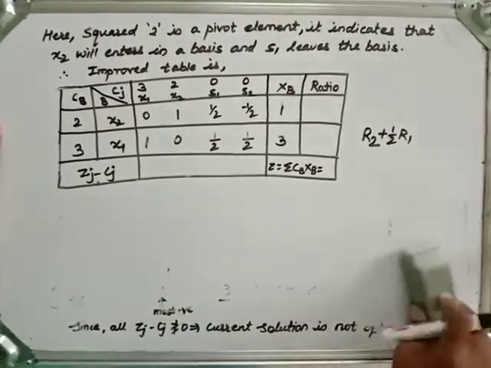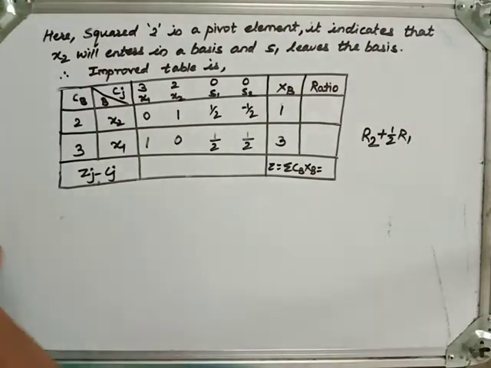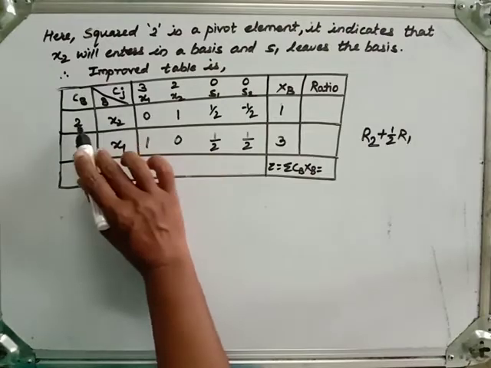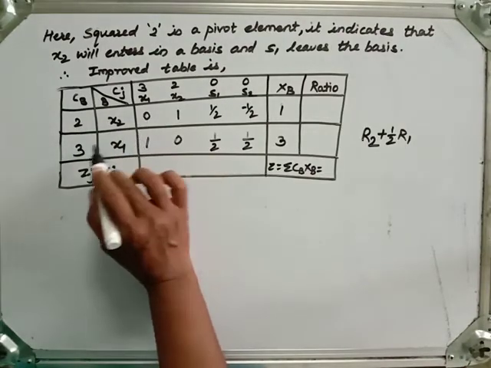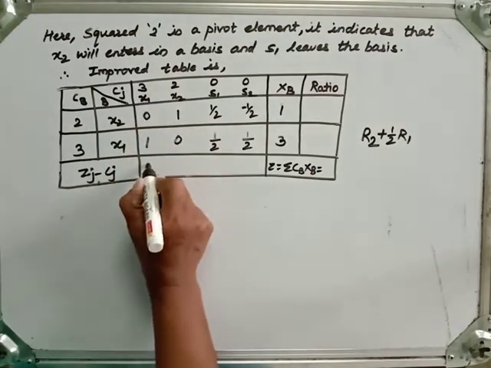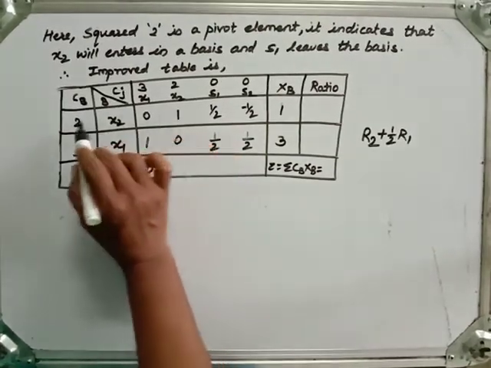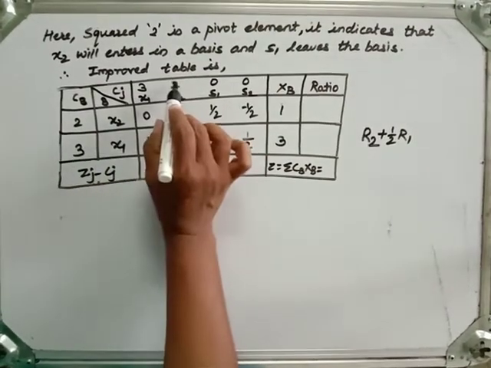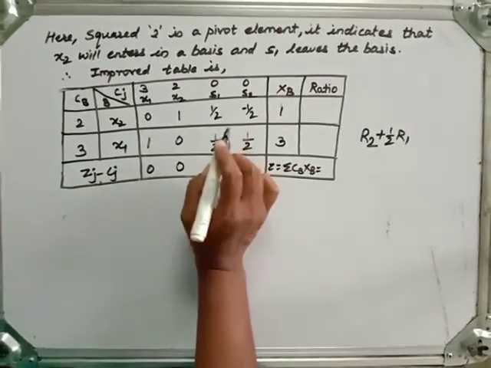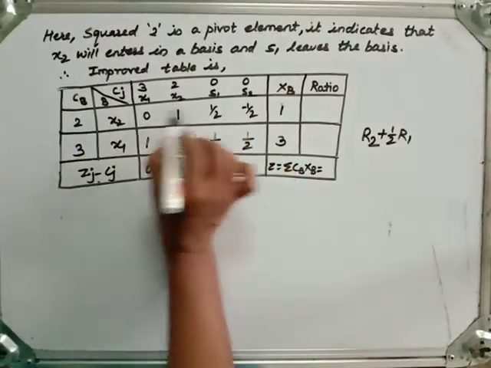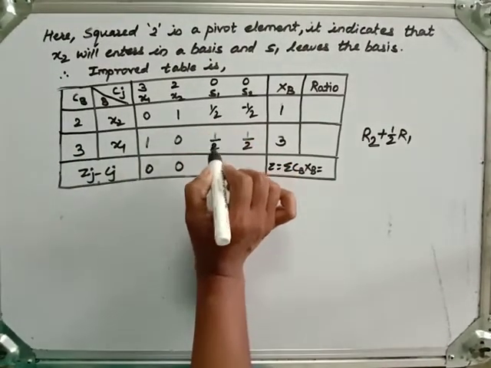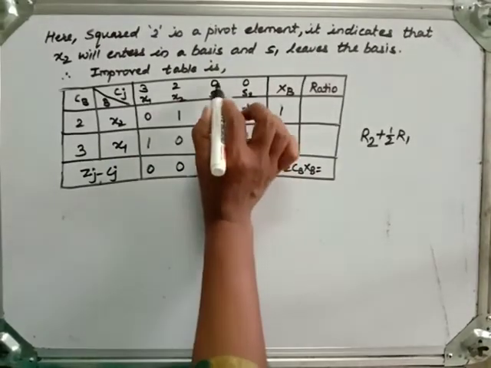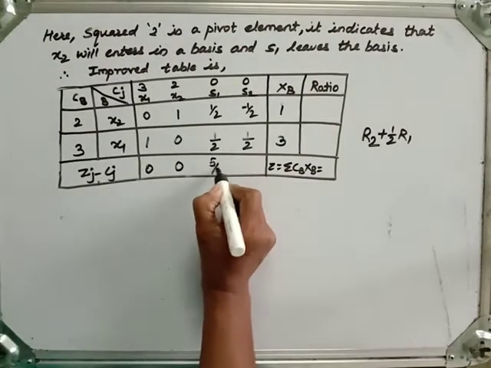Now let us check is this solution is optimal or not by finding Zj minus Cj. So here 2 into 0, 0 plus 1 into 3, 3 minus 3 will be 0. Now 2 into 1 is 2 plus 0 into 3 is 0 minus 2. So it gives 0. Then here this 2 into half will be 1 plus 3 by 2. So 1 plus 3 by 2, 5 by 2 minus 0. So I get 5 by 2.